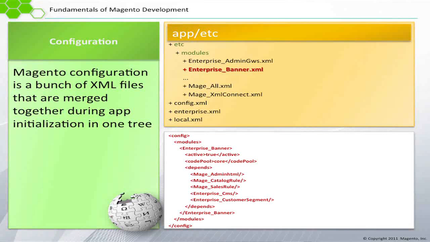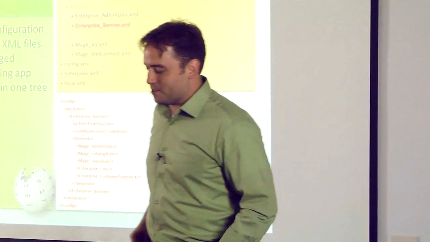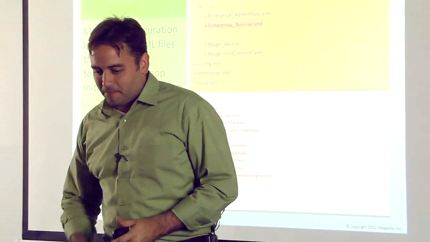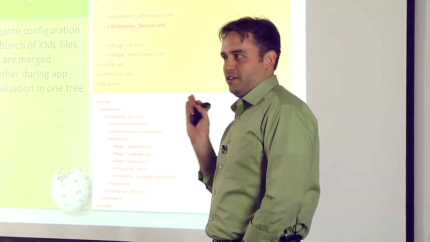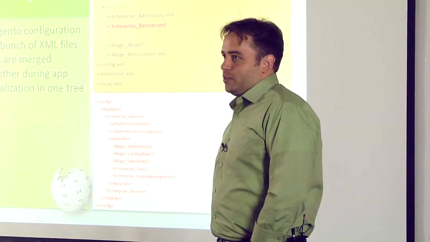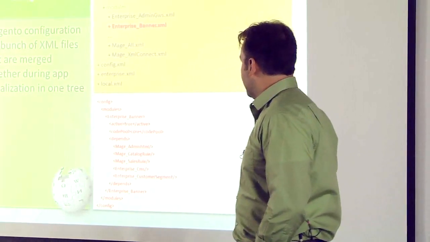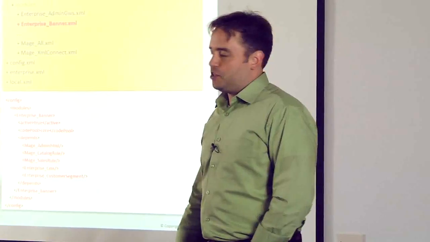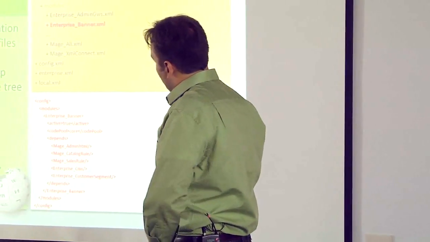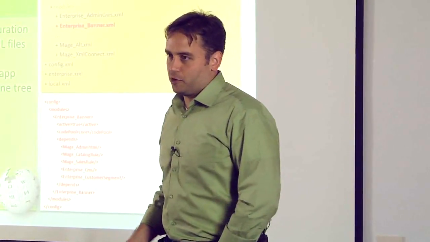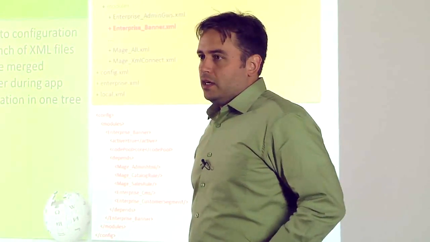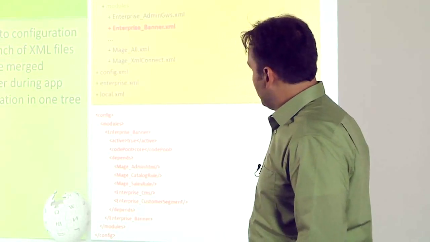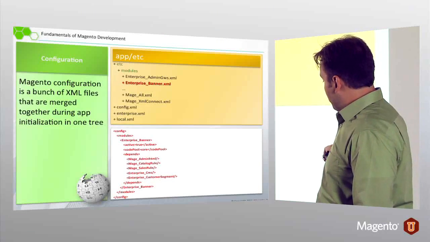Magento configuration is a bunch of XML files that are merged together during app initialization in one tree. That's a true statement. When the application is initialized, if we're not operating off of some cached compiled configuration, then several things happen in Magento. First, we look in app etc modules. Well, actually, not first, but outside of some core configuration files like your local.xml under app etc. There's also config.xml and enterprise.xml.